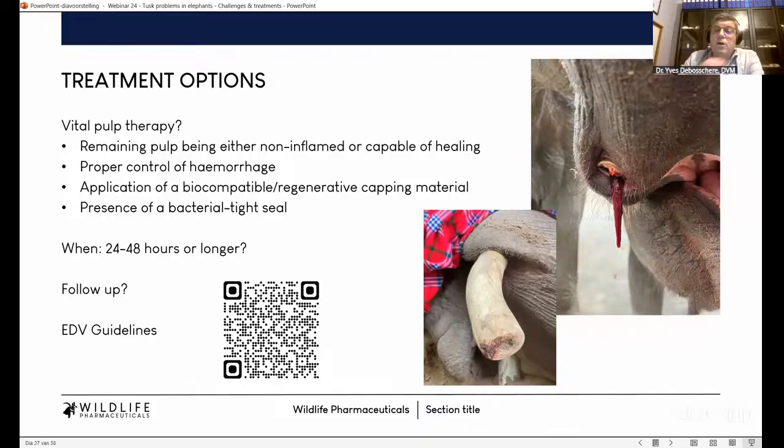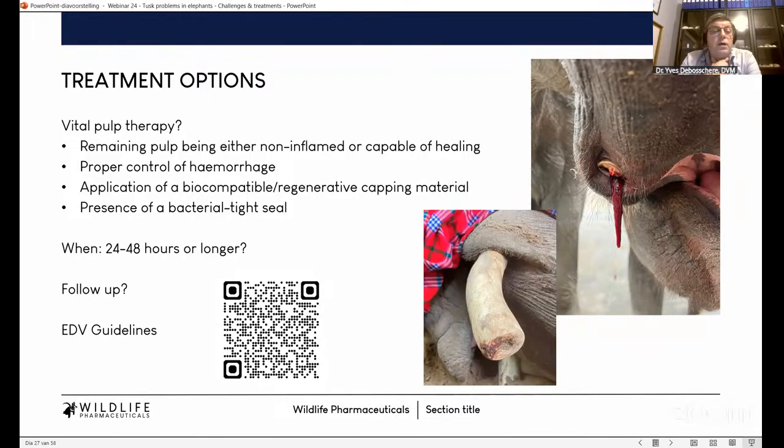So other treatment options are vital pulp therapy. That means that the remaining pulp must be either non-inflamed or must have the capability to heal. We need to properly control the hemorrhage, which is extremely difficult in elephants. So on the left side, you can see the pulp hanging out. We have to cut this pulp out, and then we have to control the hemorrhage.